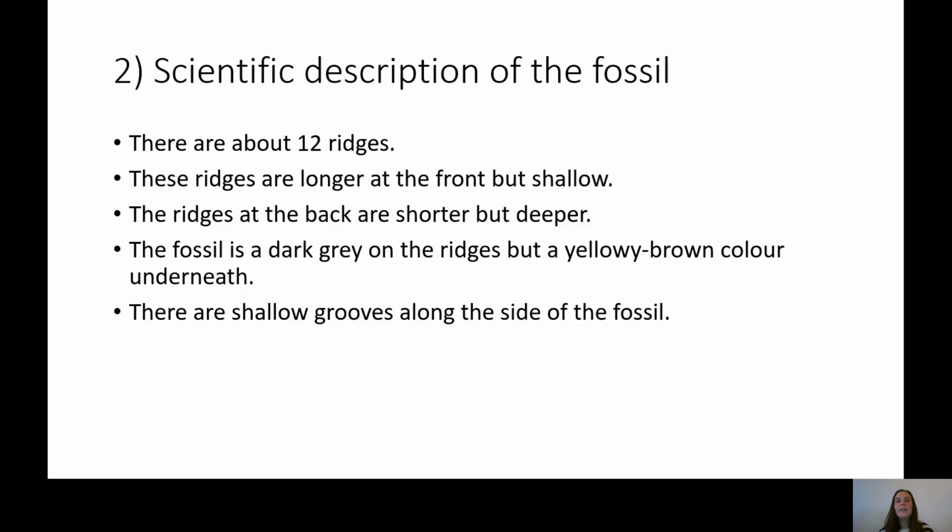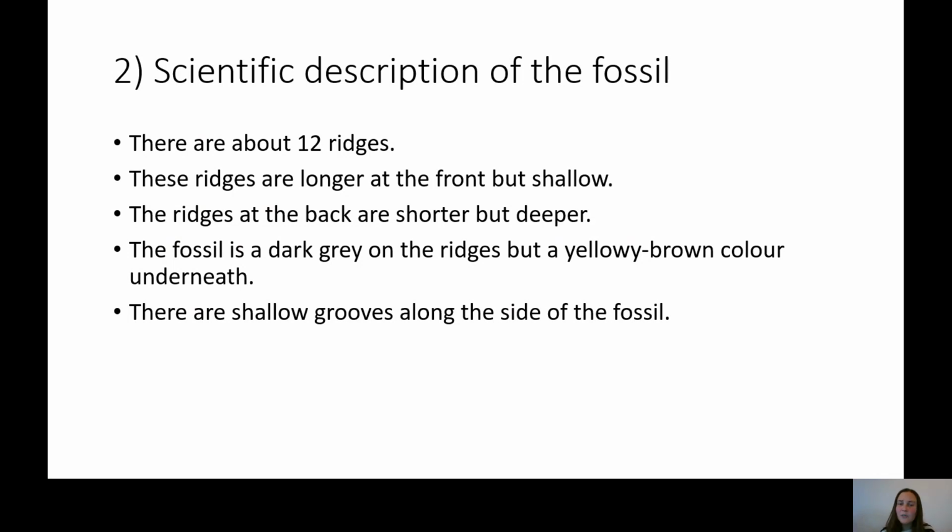So the second thing we are going to do is then do a scientific description of the fossil. So I'm going to describe those ridges. I've said there are about 12 ridges. These ridges are longer at the front, but shallow. And the ridges at the back are shorter, but deeper.